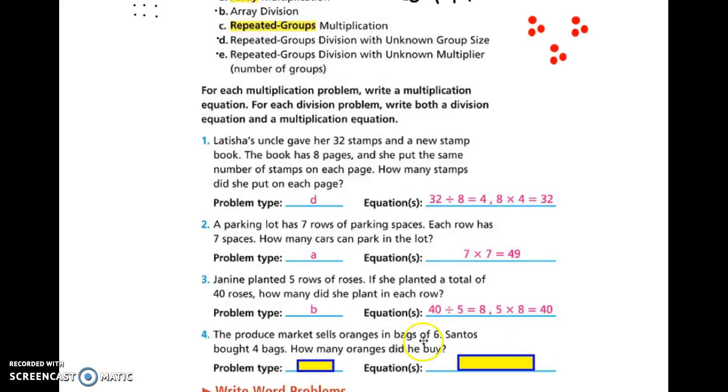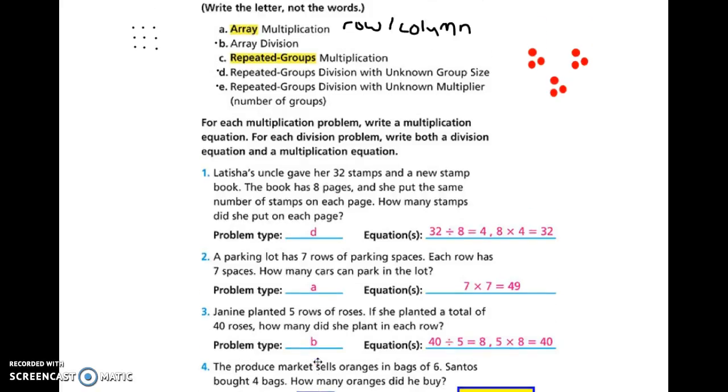All right, last one. The produce market sells oranges in bags of 6. Santos bought 4 bags. How many oranges did he buy? All right, well, in this one, I know that the group size is 6, and there are 6 oranges in each one. So within each group, there's 6 pieces or 6 oranges, and there are 4 bags. That's my number of groups.